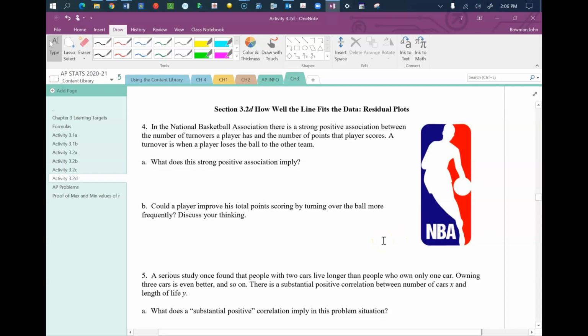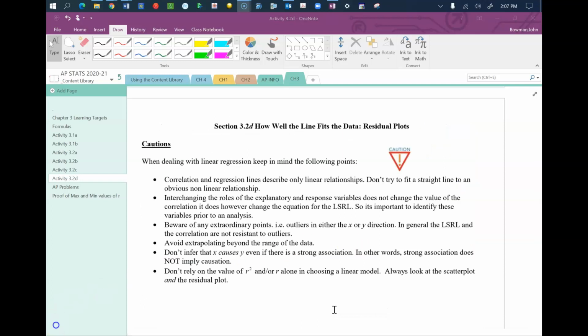So, does that tell us that there's an association between those 2 variables? Yes, it does tell us there's an association between those 2 variables. Does it imply that there's a causal relationship there? Absolutely not. There is probably some other variable, like income, that is causing that association. So, more income, better health care, they tend to live longer. More income, more cars, and so on.